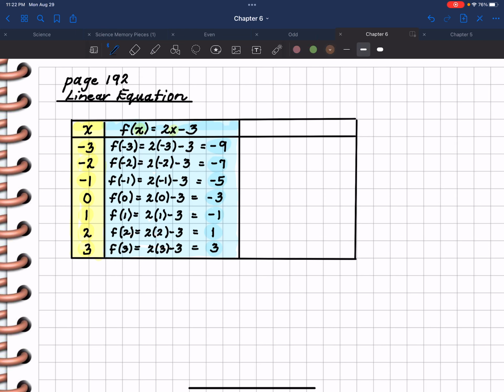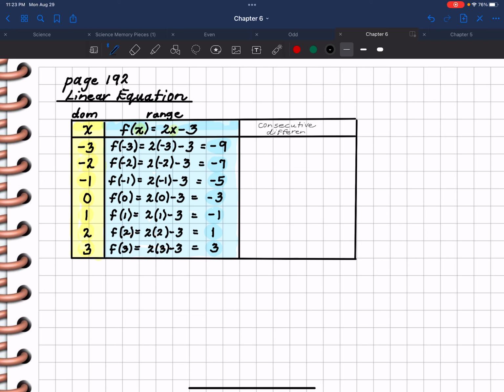Okay, so you still have domain, and you still have range. Nothing's changed. You still have points that you can plot, that we will plot in just a minute. So this last column, I want you to put something in here called the consecutive difference.